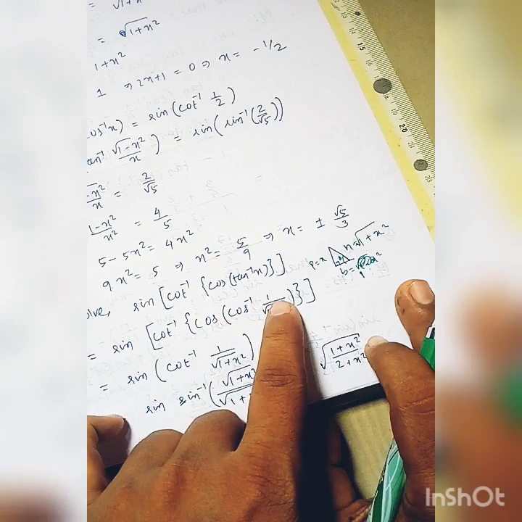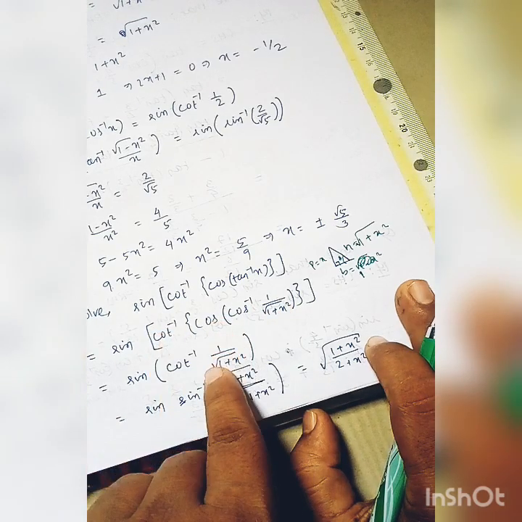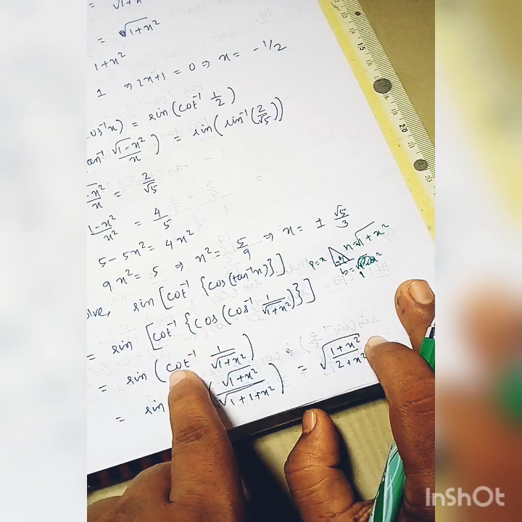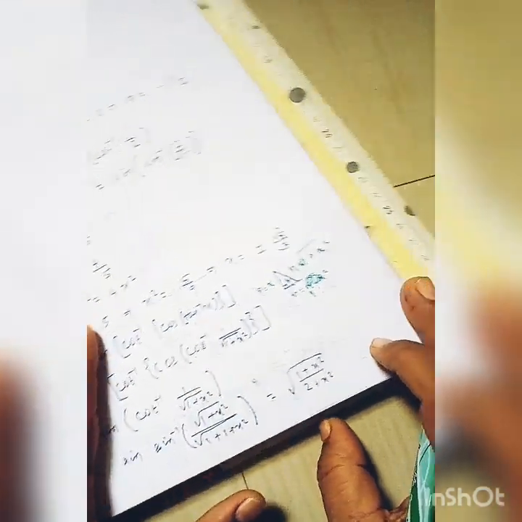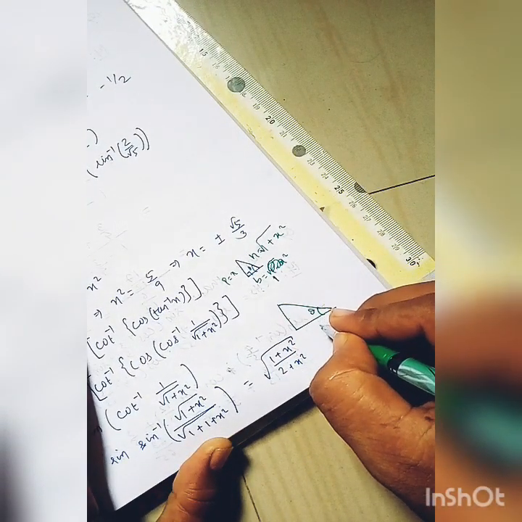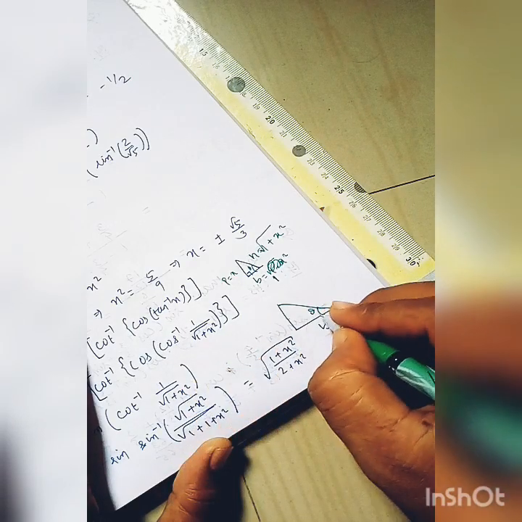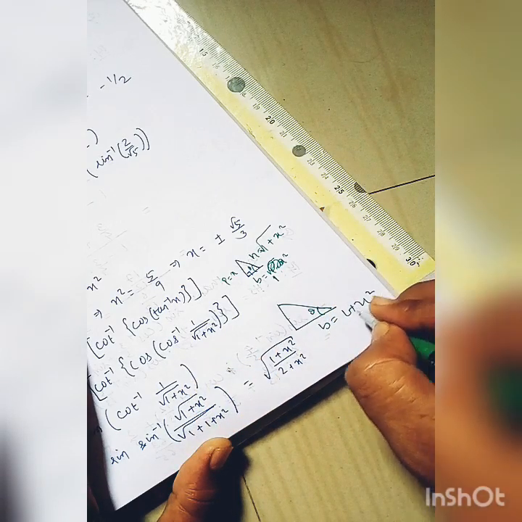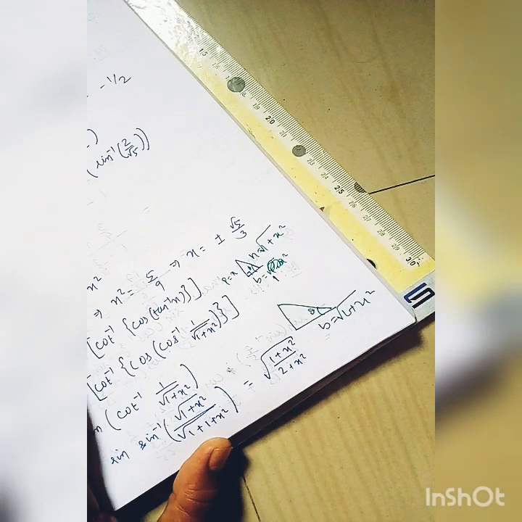Now cos of cos inverse x equal to x. Now again cot inverse of this. We know that cot inverse b by p, here b equal to square root of 1 plus x square.